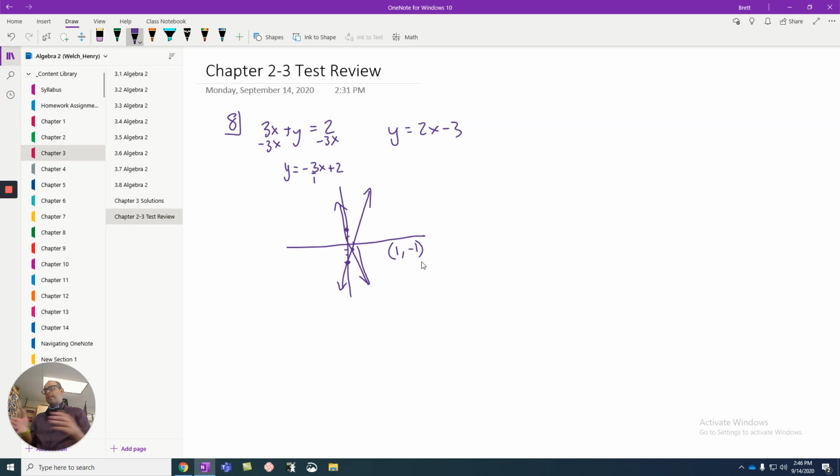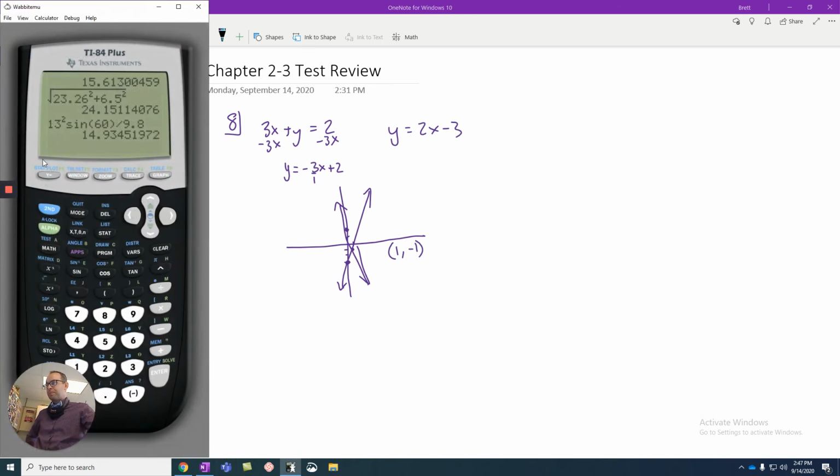Now here's the deal. That's not the most efficient way. That's probably not even the best way to go through and find that. It's not too slow if you're really comfortable with the graphs, but I'm actually going to grab my graphing calculator real quick, go to my y equals, and let's graph these two in our y equals. We've got a negative 3x plus 2, and we have a 2x minus 3.